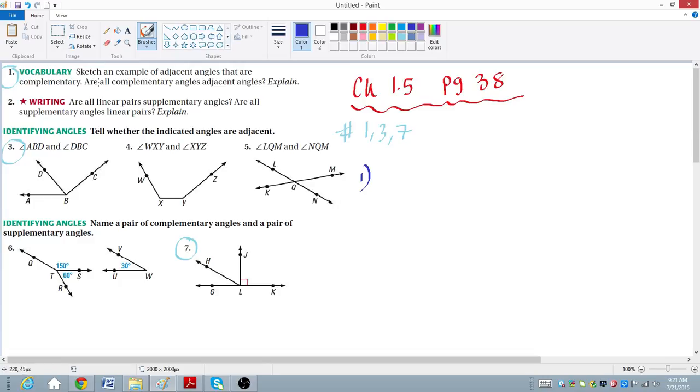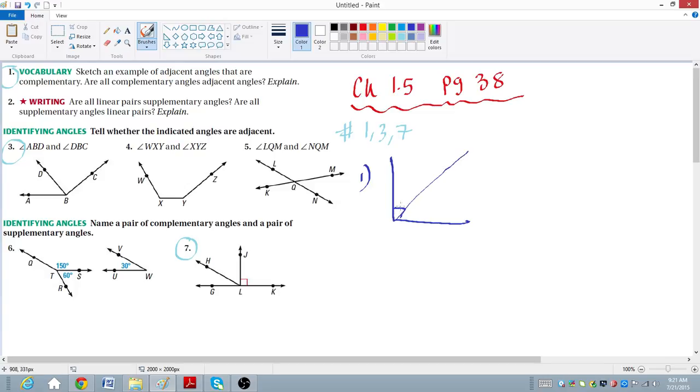Sketch an example of an adjacent angle that are complementary. So it needs to be 90 degrees, right? That's what complementary means, and it has to be adjacent. What does adjacent mean? It shares the same vertex.